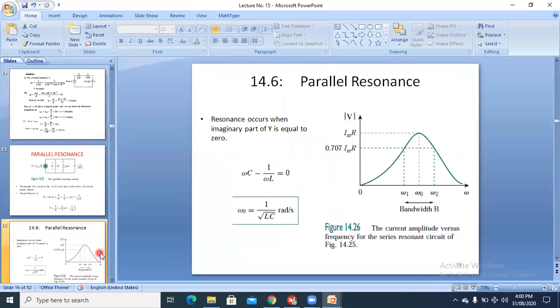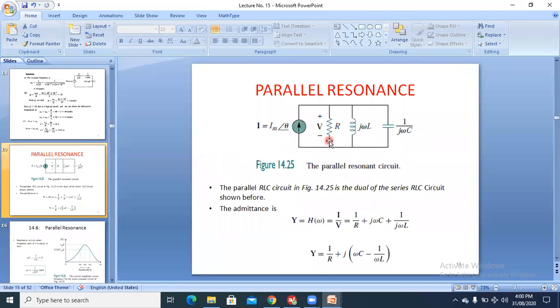Similarly, the case is the same with the parallel resonance circuit. In a parallel resonance circuit, the resistor, inductor, and capacitor are in parallel. So we calculate the admittance as a transfer function instead of impedance, and that is equal to I over V.